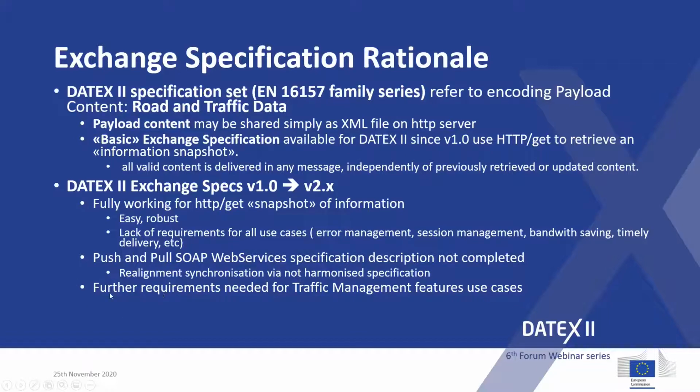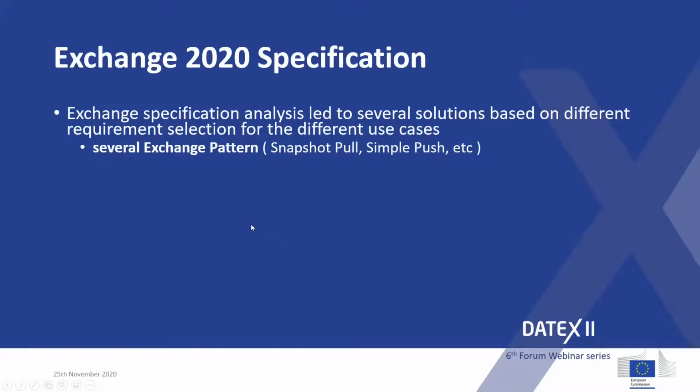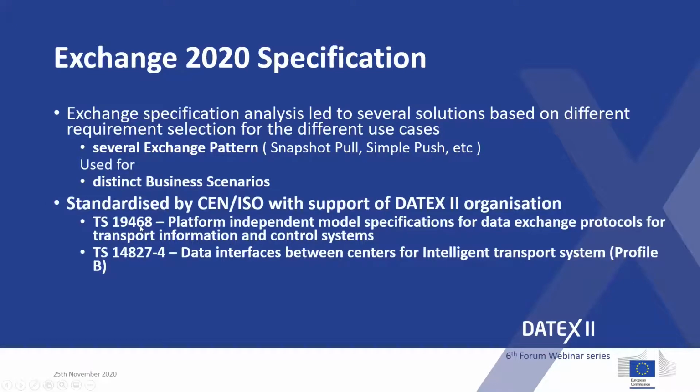And then there were further requirements for the traffic management use cases. You can find more information about this in the documentation portal, in the exchange rationale part. Now we release the Exchange 2020 specification, which fully accomplishes all the requirements. These are based on several exchange patterns, so snapshot pull, simple pull and push methods are available, used for separate distinct business scenarios, which are information delivery and collaborative ITS services, and which have been standardized by CEN/ISO with the support of our organization in two technical specifications: CEN/ISO TS for the platform independent model, methodology and general architecture, and the web services implementation in TS 14827-4.